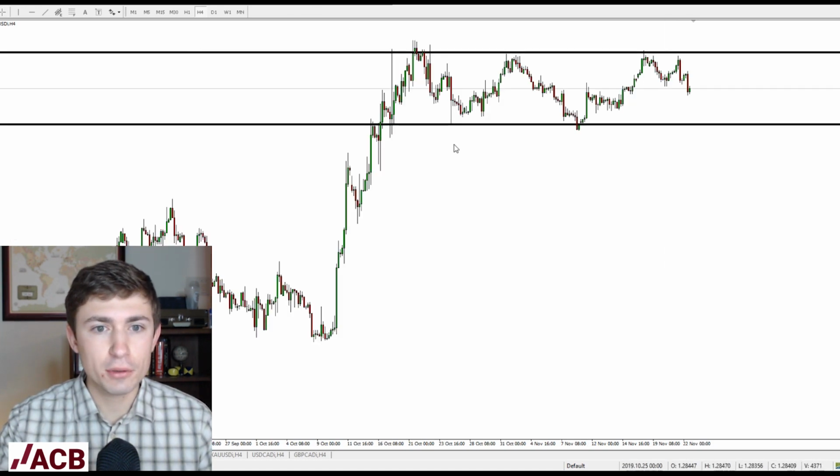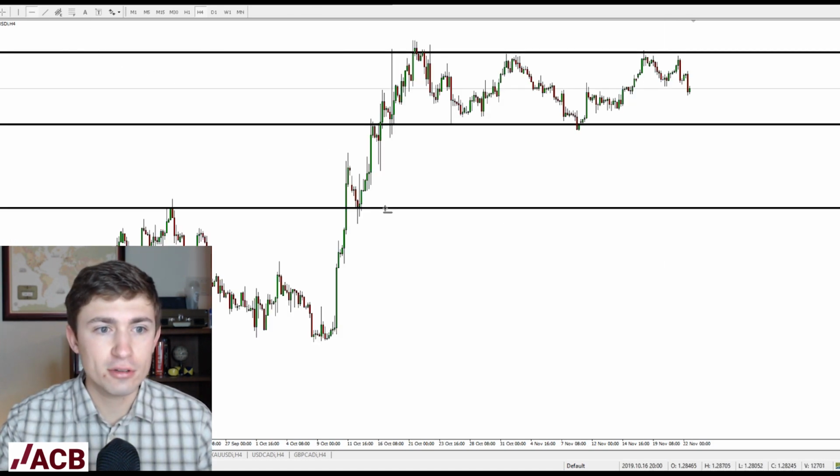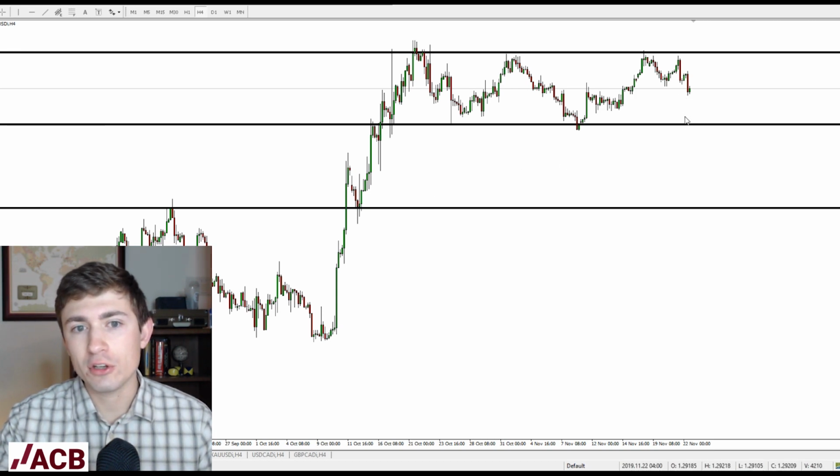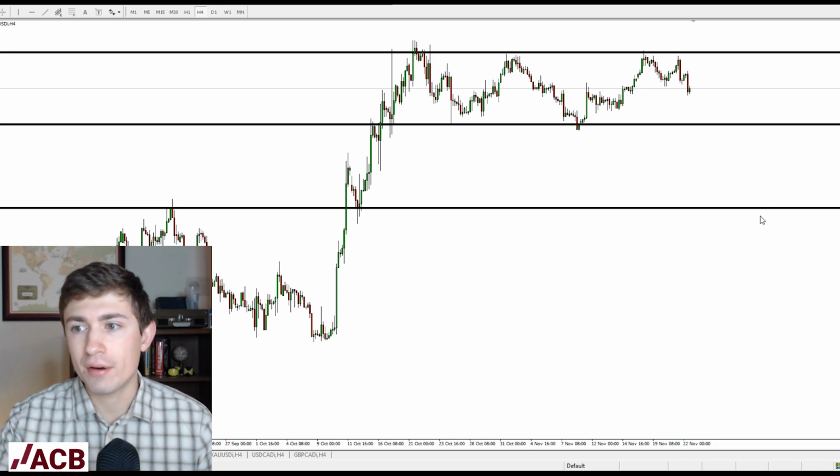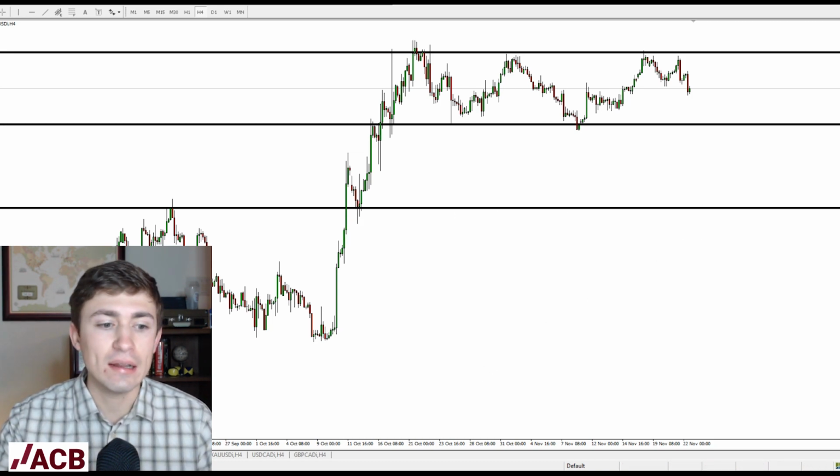If we do start to see it push down, you have some levels to consider, like this one right here. If we do see a breakout, we could see price headed back down to test something like a big pivotal zone like this area, which is right around the 1.2557 level.